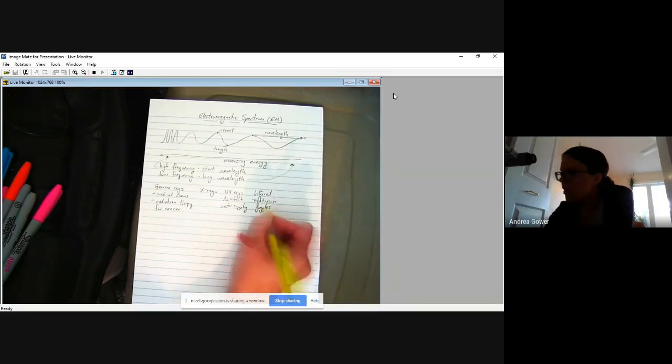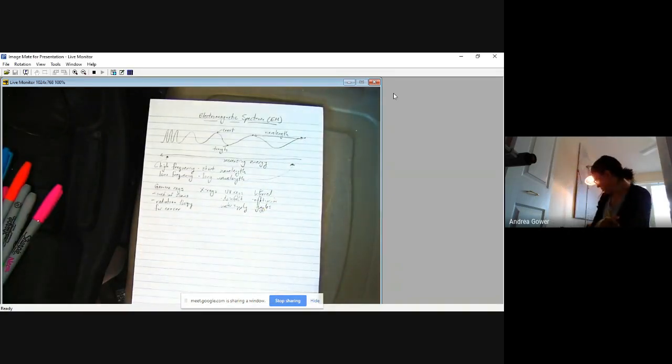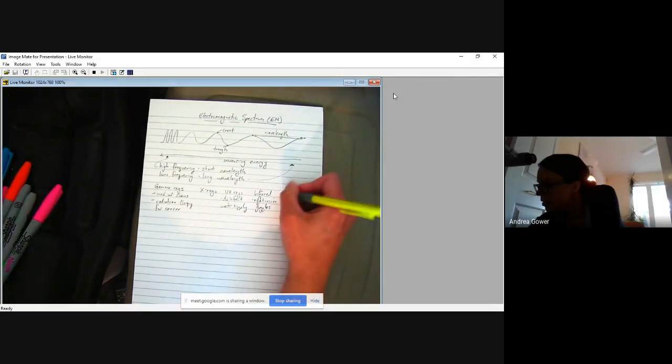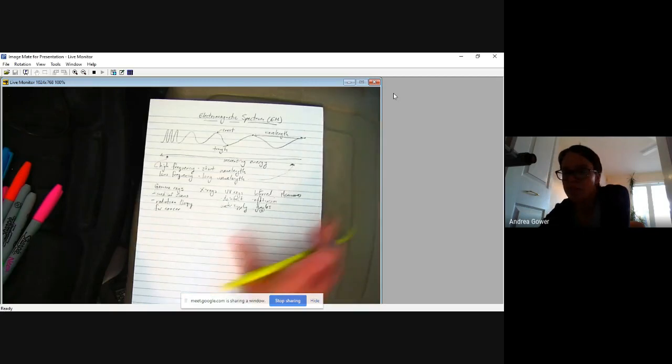Okay, and they're mostly connected to temperature and heat and being able to pick up on that heat and put it in an image for you. Okay, then we go down to microwaves. See, I'm running out of space. Squeeze it in because I have one more after this.